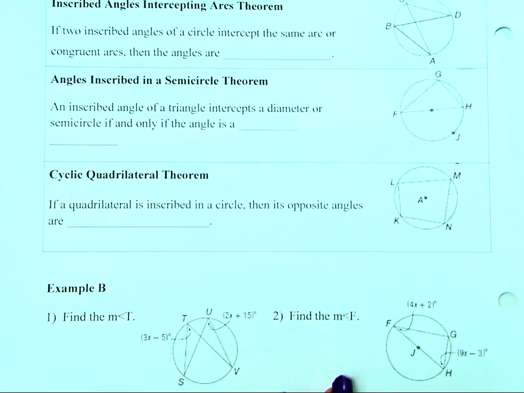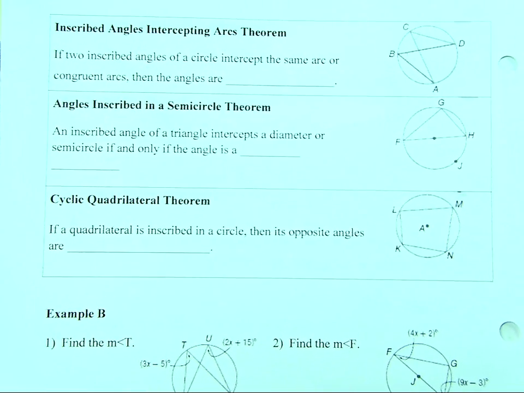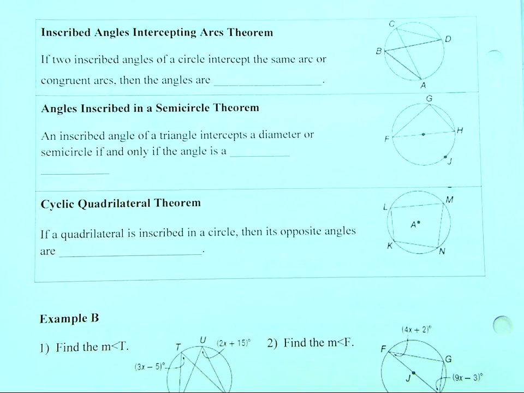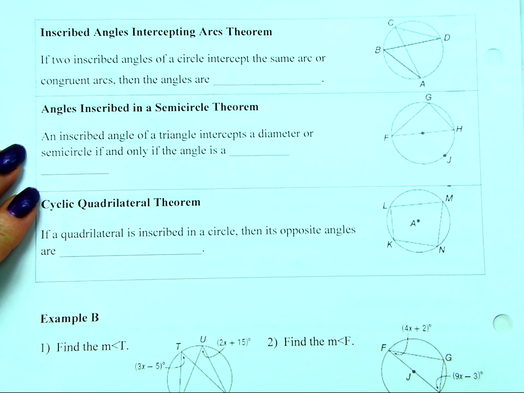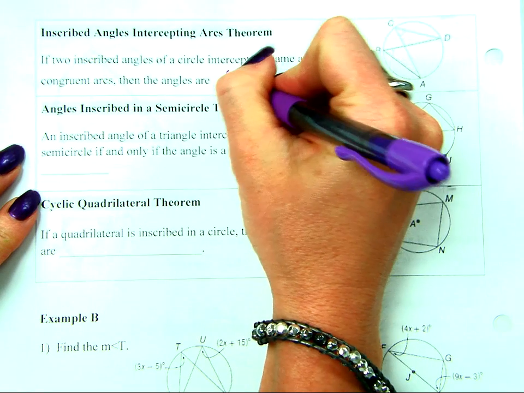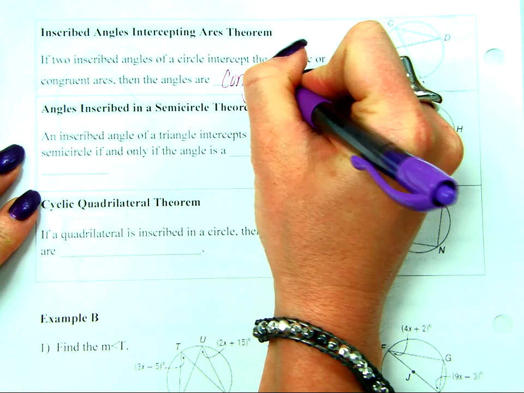Okay, let's take a look at a couple more theorems for our circles. The first one talks about angles that intercept the same arc. It says if two inscribed angles of a circle intercept the same arc or congruent arcs, the angles must be congruent.